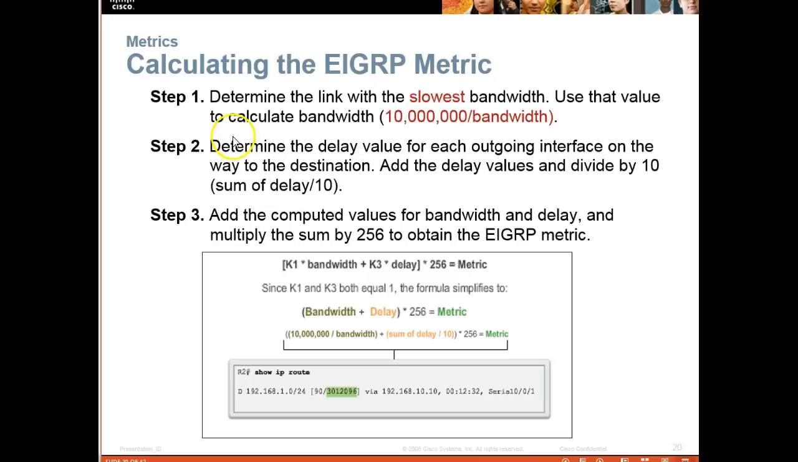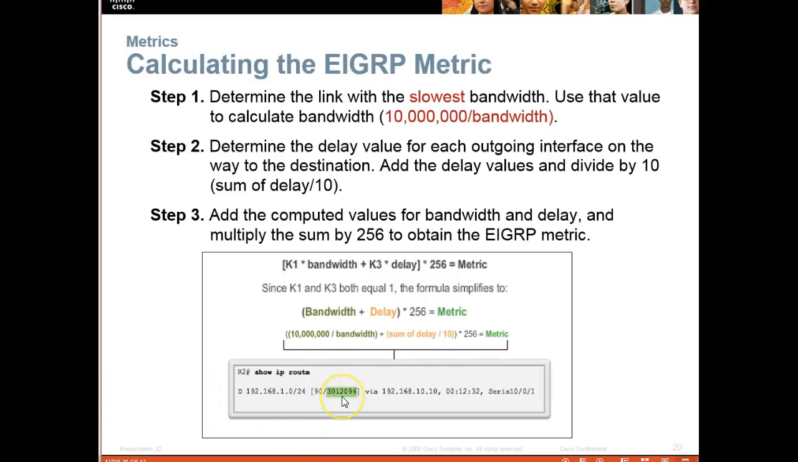So you take the sum of the whole delay, divide it by 10, and then you add the computed values for bandwidth and delay. Multiply that by 256 to obtain the EIGRP metric. No, you don't need to do this in your head during the test, but this is how it works. The bandwidth plus the delay times the 256, that's the metric you use. And that's how it weighs them out. And that's this magic number that shows up in the routing table. That's how you know what this is.